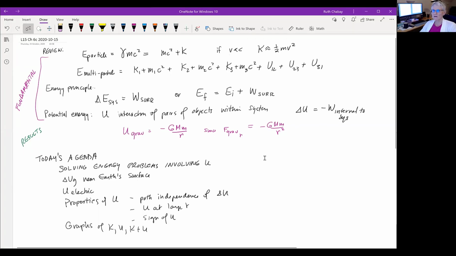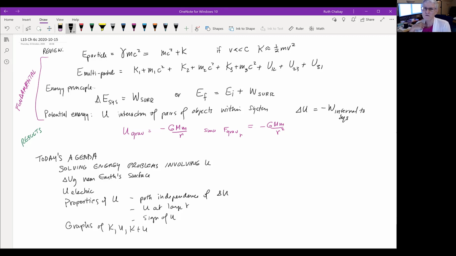Here is where we've gotten to so far. What we've done is we've defined the energy of a single particle, which is gamma mc squared, and realized that it could be divided into two components: its rest energy, which is the energy it has just by virtue of having a non-zero mass, and its kinetic energy, the energy it has due to any motion. And we've also found that if something's going near the speed of light, then you have to get kinetic energy by subtracting mc squared from gamma mc squared. But if its speed is much lower than the speed of light, then its kinetic energy is approximately half mv squared.